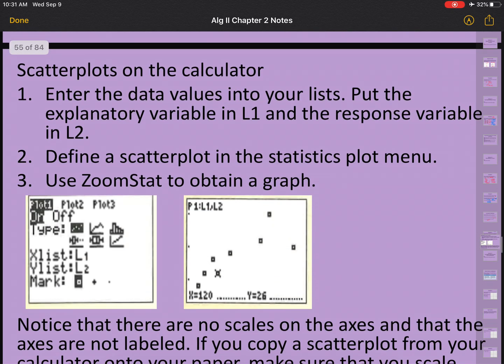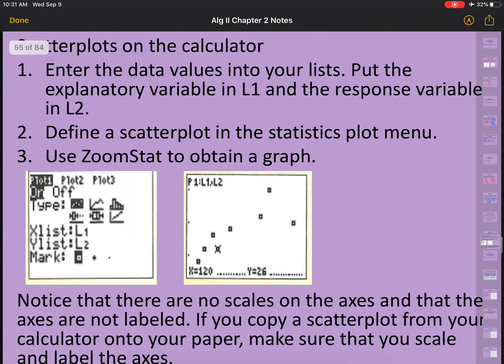So if we want to make a scatter plot in our calculator, these are some things we're going to do. It is a lot of steps, so make sure we go carefully one by one to get it in our calculator the right way. The first thing we're going to do is enter the data values into your lists. To get to your lists, hit the stat button, and then hit edit. Make sure it's on edit and hit enter.